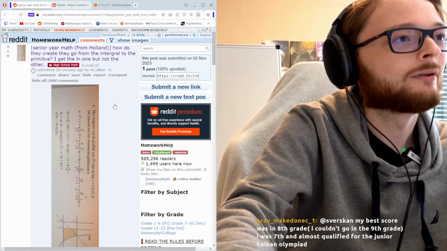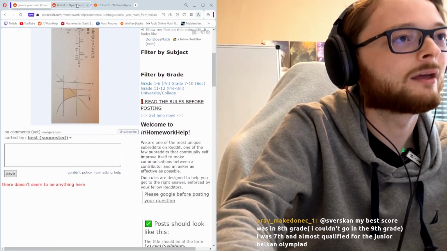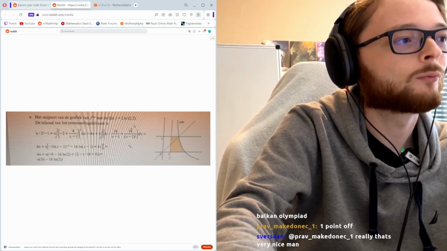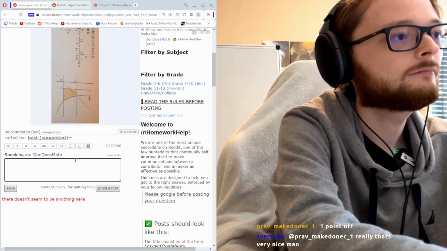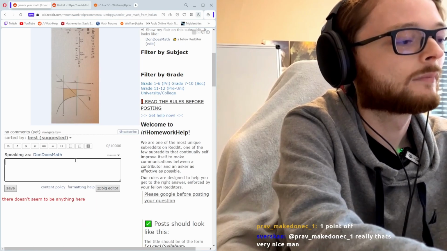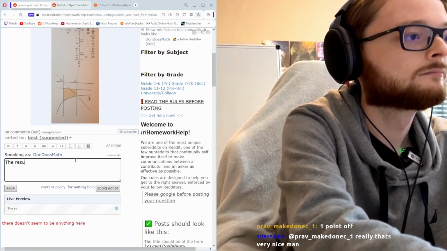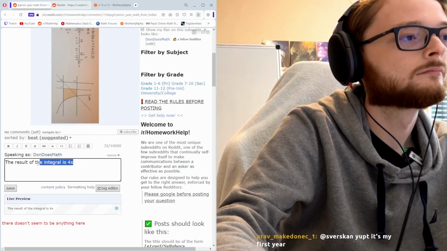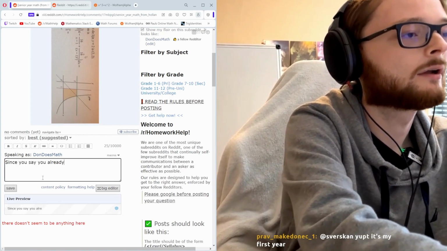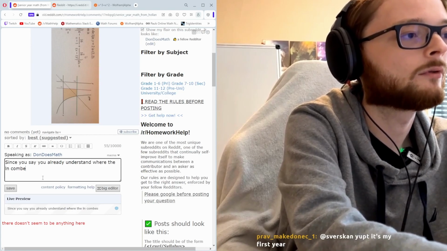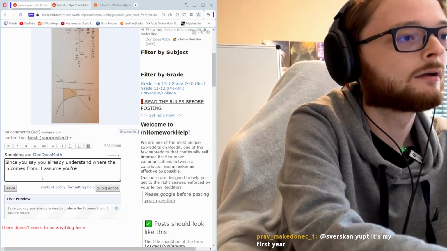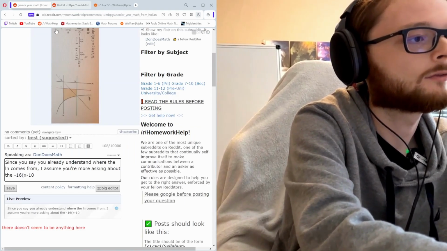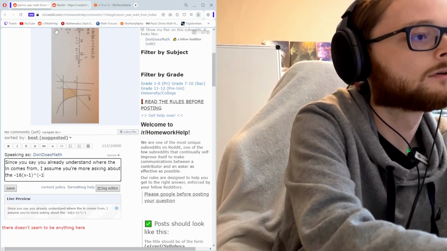So we can definitely explain this one. They get the ln, but not the other. Okay, so they understand 16 over x minus 1 integrates to 16 ln of x minus 1, but I assume they don't get the 16 over x minus 1 squared. Since you say you already understand where the ln comes from, I assume you're more asking about the minus 16 x to the minus 1 term.